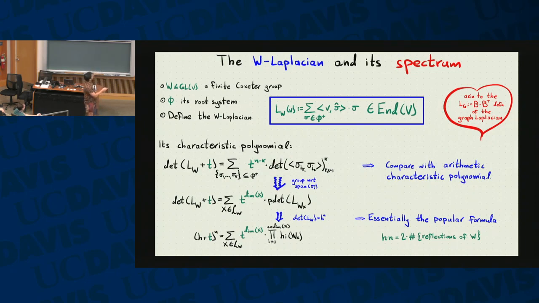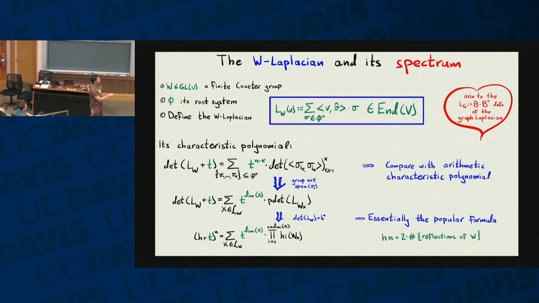The W Laplacian is an operator that you can construct in the endomorphisms where you take the sum over all roots and you take an inner product with your element and the co-root, and this is a sum of rank 1 operators, and it is central because you're summing over all the roots, so it's easy to calculate its behavior. In particular, its determinant is going to be h to the n, and that's equivalent with a very nice formula that says hn is 2 times the number of reflections.